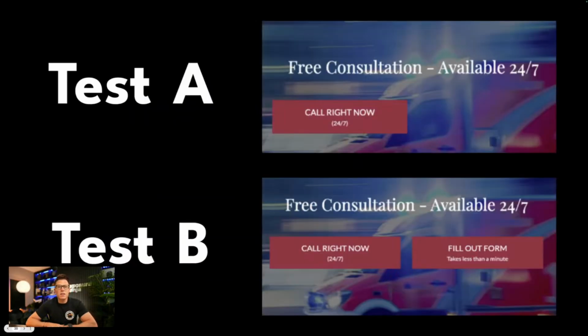For example, for this client that we did this A/B test for, we wanted to test whether adding a form fill secondary CTA suppressed the number of phone calls that they were receiving. Because on the one hand, we want to give their website visitors more options to get in contact, but on the other hand, we knew from speaking to this client and their customers that actually the phone call conversions were going to be the most valuable.